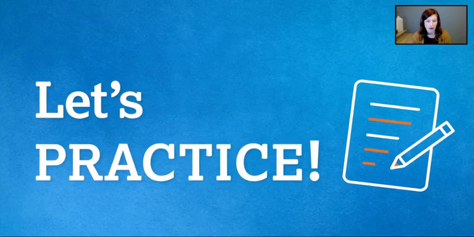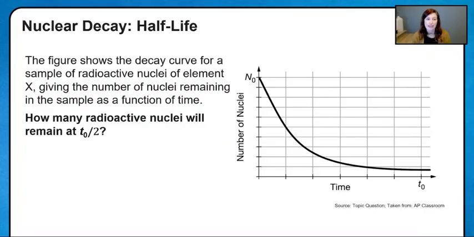So let's try this with a practice. Here we have that same scenario that we were looking at before, but a different question. We want to know how many radioactive nuclei will remain at T0 over 2. Let's start with that equation and figure out the decay constant. The decay constant, lambda, is natural log of 2 divided by the half-life, which we figured out previously was T0 over 6. I'm just going to rearrange that and say 6 times the natural log of 2 over T0 is my decay constant.